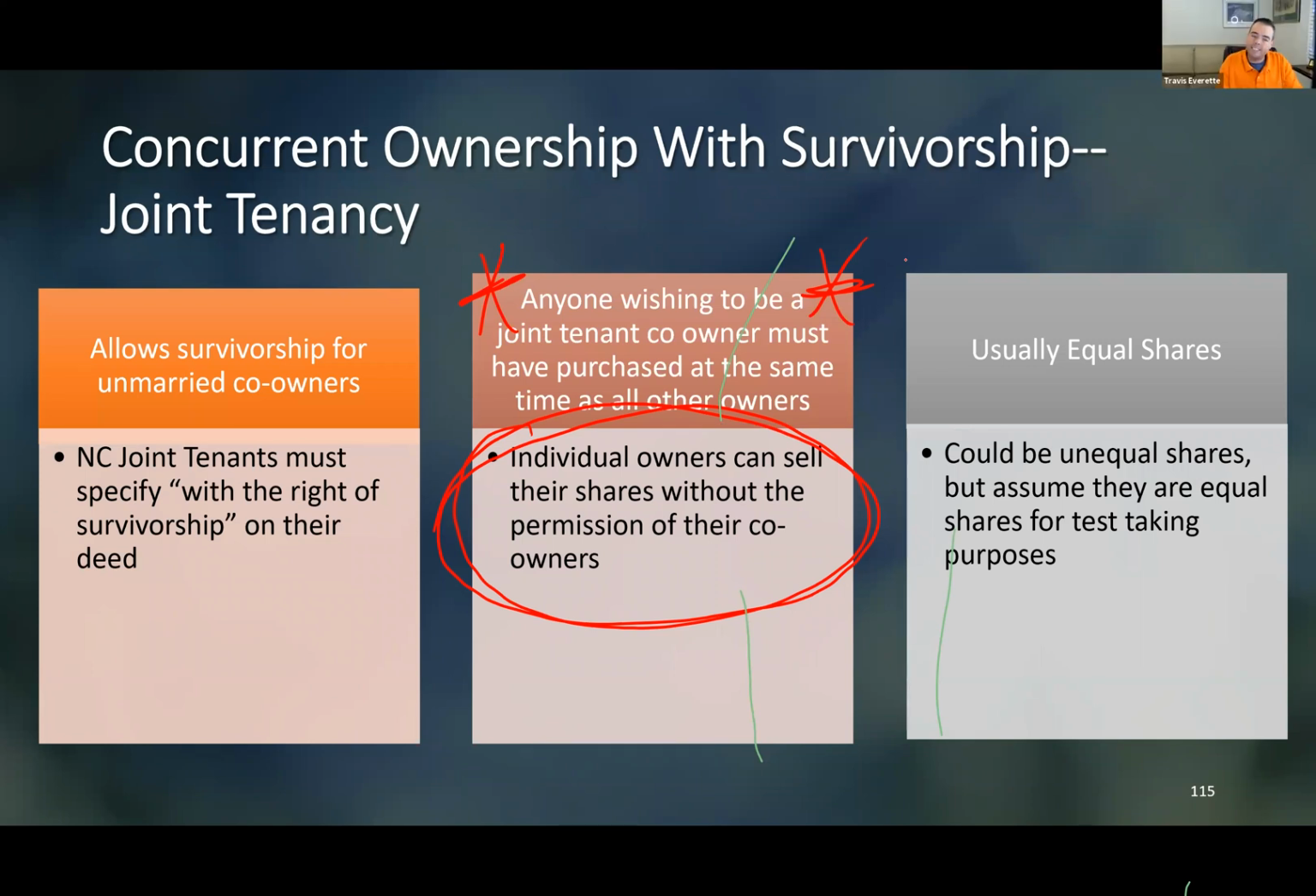But yeah, that's the kicker here with joint tenancy. In order to be a joint tenant, you have to have come to the party at the same time. Other people can buy in, but they can't buy into the real benefit of joint tenancy, which is that right of survivorship. What if the latecomer owner dies? What happens to his shares?